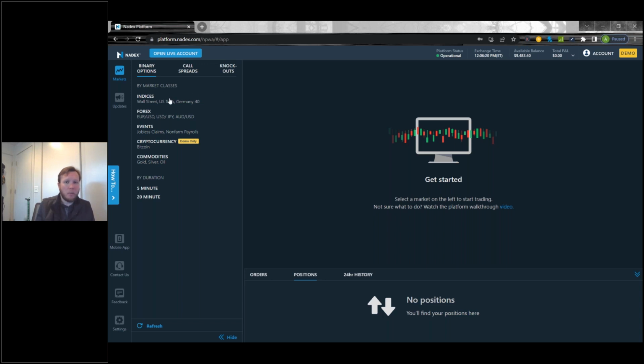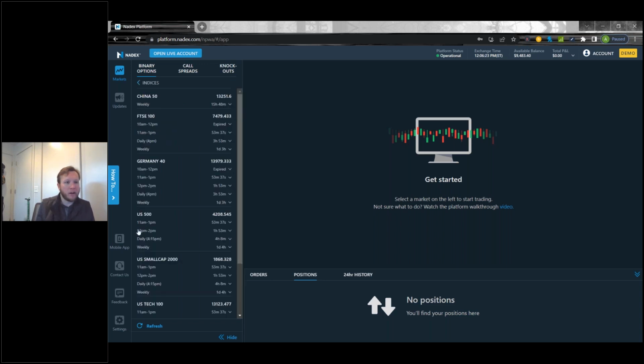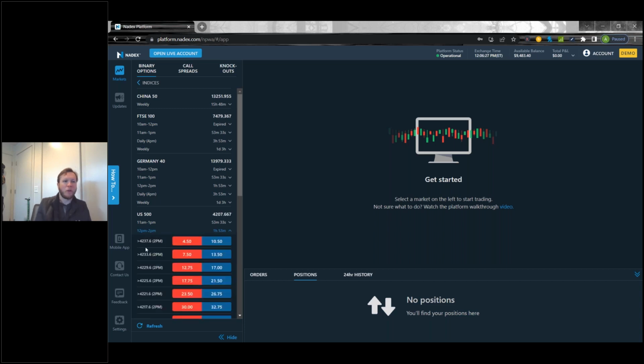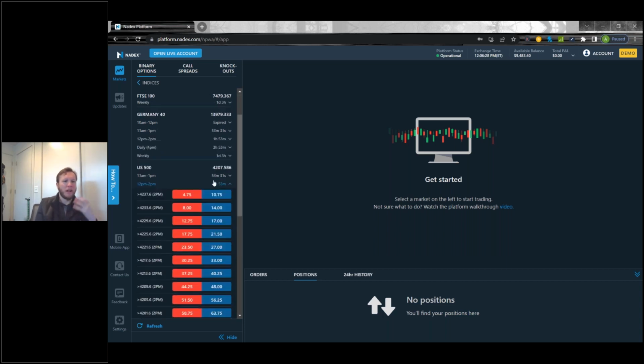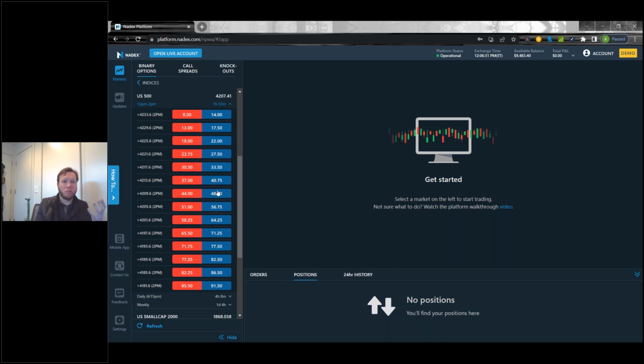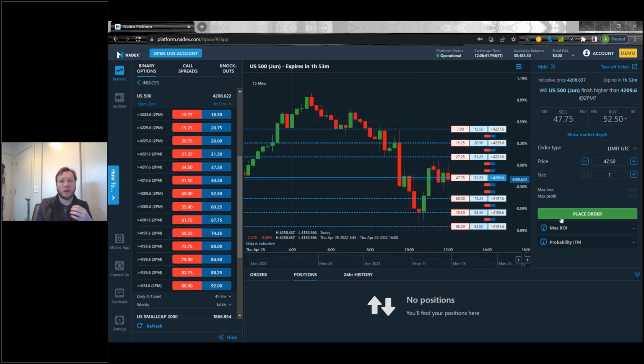Let's go pick a market to look at. I'm going to do US 500, and this one just opened. We got a 2-hour contract here. So I can select my overall market, and then I can select my strike price. Clicking on any strike price, or the buy or sell price from this price ladder, is going to bring up the chart and the deal ticket on the right-hand side.